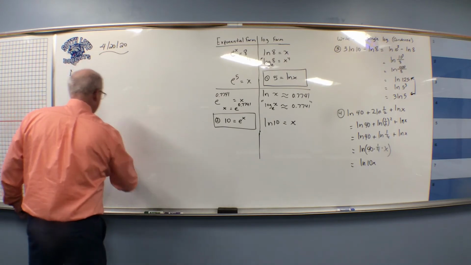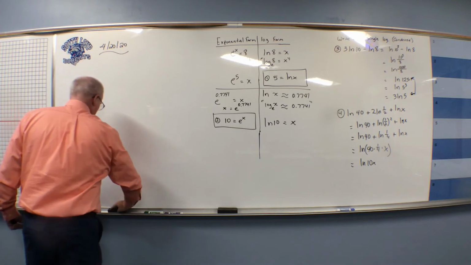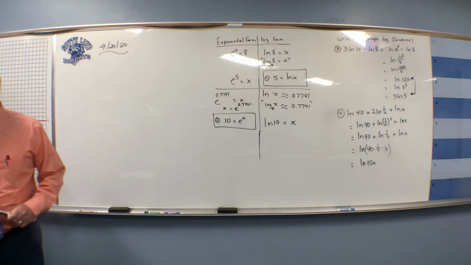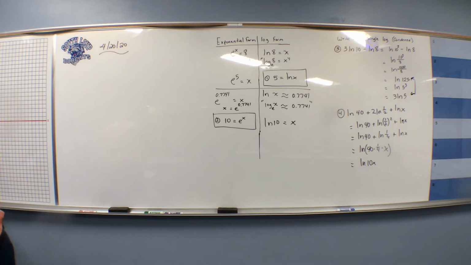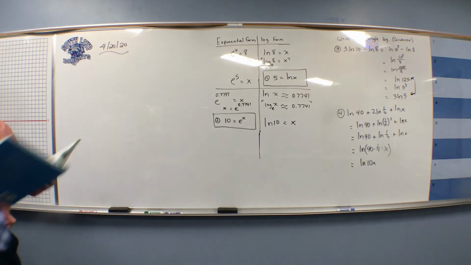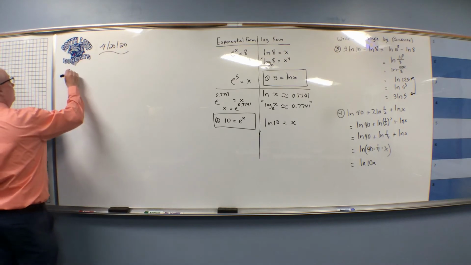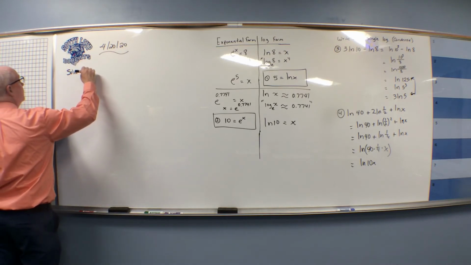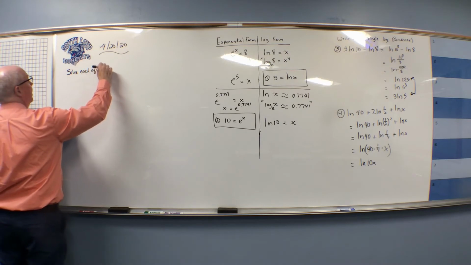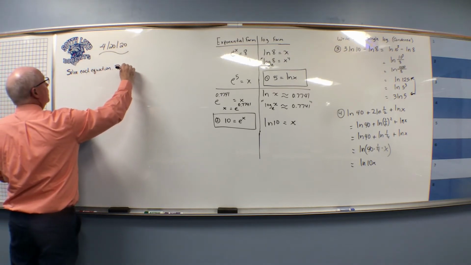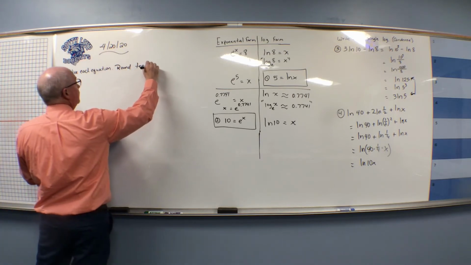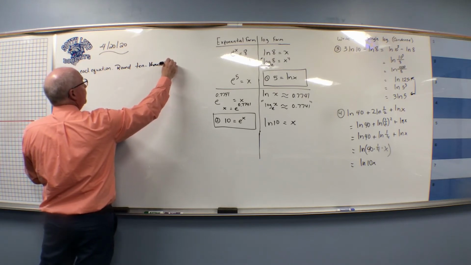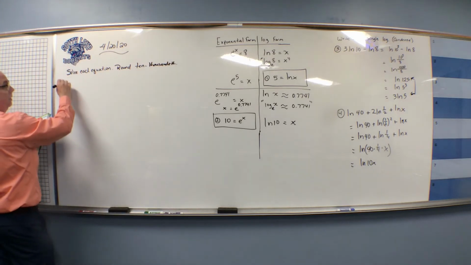Other things that we can do with logarithms is we can solve expressions just like we did with a common log. If it says solve each equation, and then we want to round to the nearest 10,000, which would be 4 decimal places. So let's say we had a problem like this.